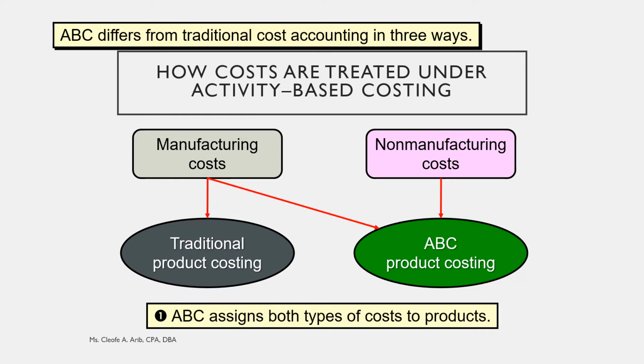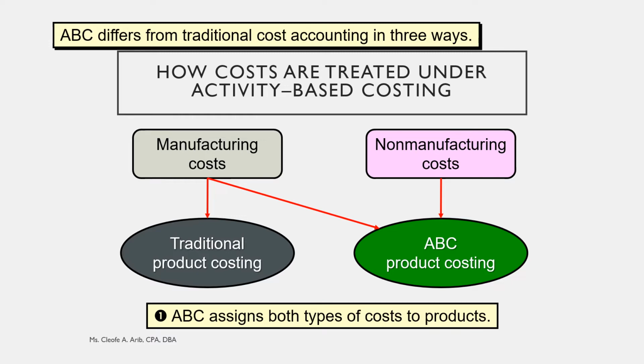Second, ABC systems allocate indirect non-manufacturing costs to product, pero whenever lang the products have presumably caused the costs to be incurred. So, hindi lang direct non-manufacturing cost ang ina-assign natin sa product, but as well as indirect non-manufacturing cost. Pero, dapat nandyan yung assumption na yung product ang nag-cause ng cost na yon to be incurred.